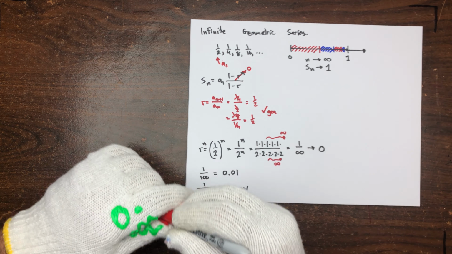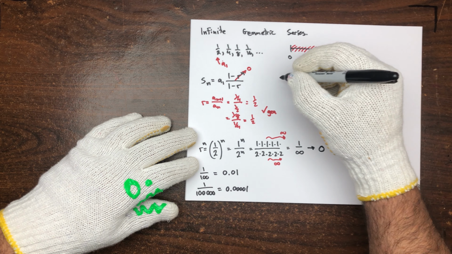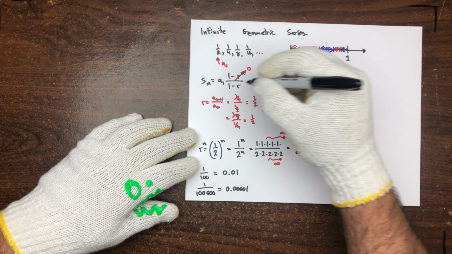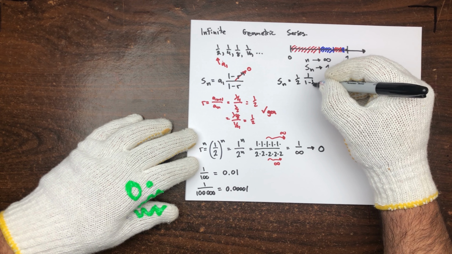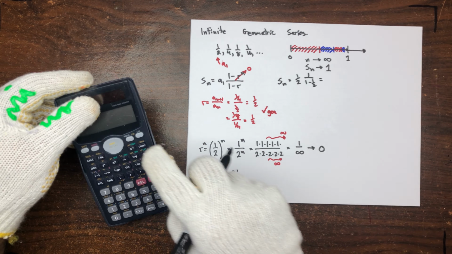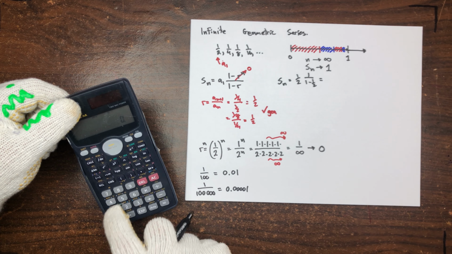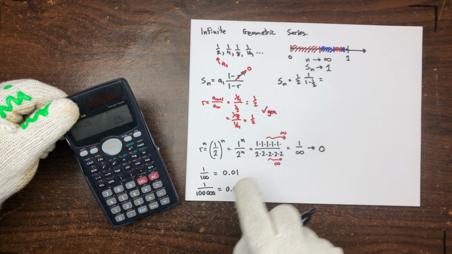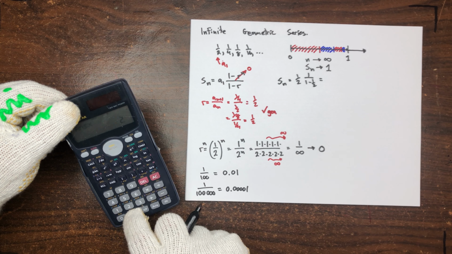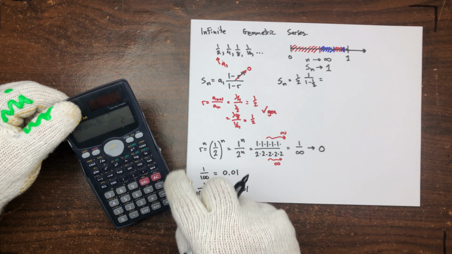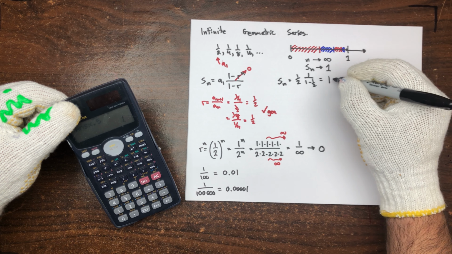So let's do this example real quick. Let's finish this thing off. So the sum would be equal to 1/2 times 1 over 1 minus 1/2. And 1 minus 0.5 is equal to 0.5. 1 divided by that answer, times 1/2, is equal to 1.